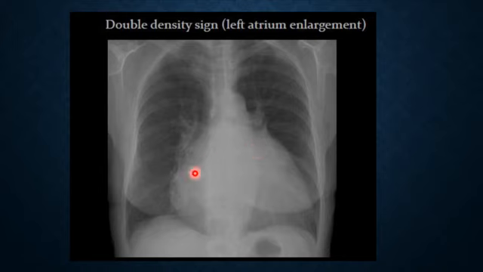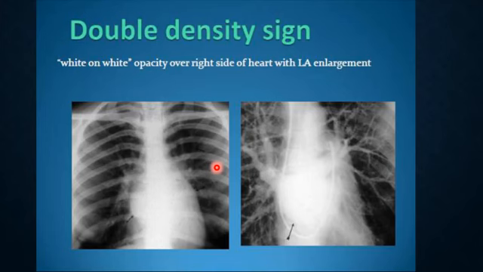So there is something here behind the heart that normally is not seen. And you can see the splaying of the carina, how it's widely opened, because the left atrium is just below it. When it enlarges, it just opens it wide, resulting in this appearance of another density behind the heart. That's the double density sign. When you see it, you can be sure of left atrial enlargement. It is a white on white opacity over the right side of the heart, but it is due to left atrial enlargement. Okay?